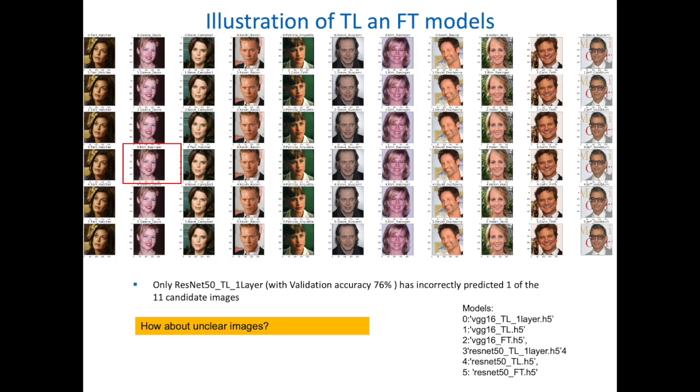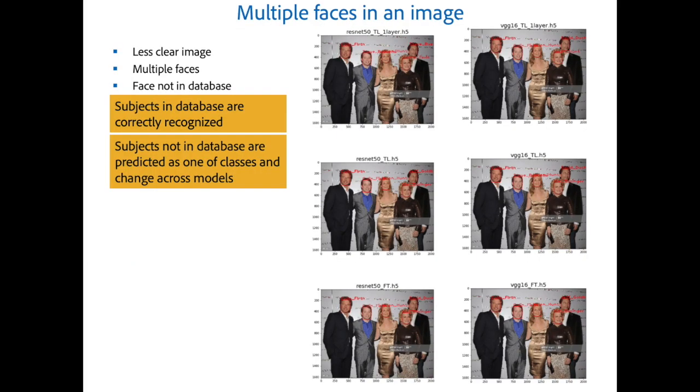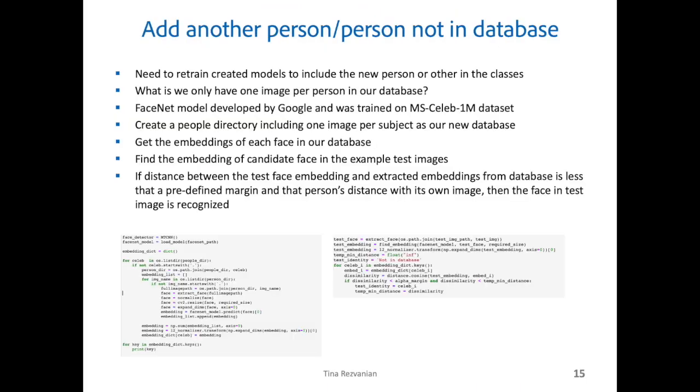Here is an illustration of the predictions. Only ResNet50 with 1 layer has 1 mistake. Here I'm using images with multiple faces, and those faces not in the database are assigned to some class in the database. Now we want to add another person to our database, or we want to be able to classify someone not in our database.